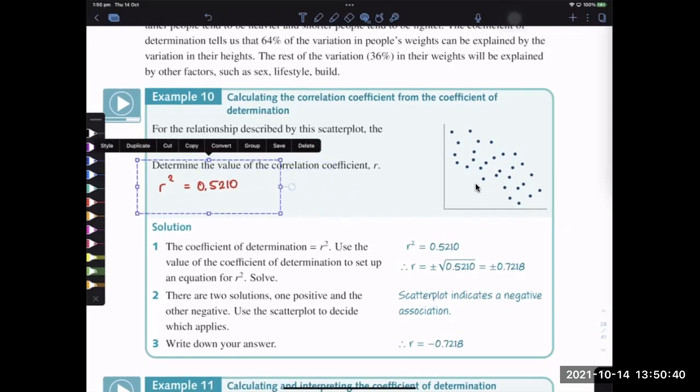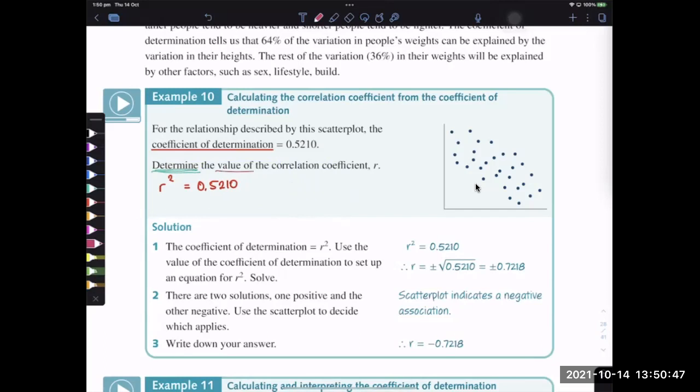So if we have R squared, it says determine. So there's our process. What are we determining? The value of the correlation coefficient R. So we want to find what R equals.